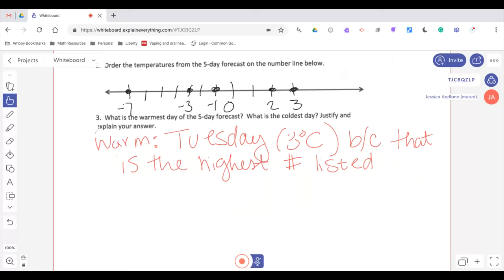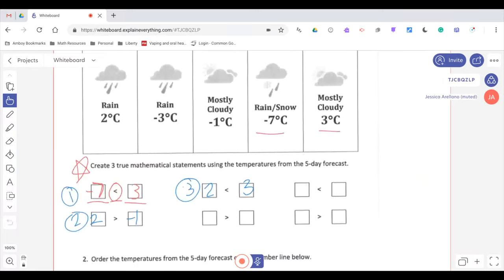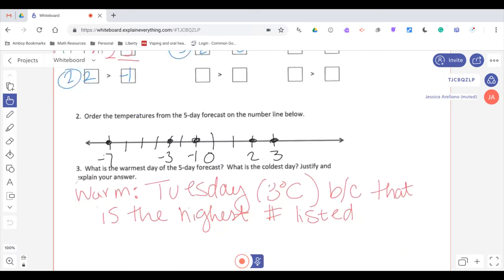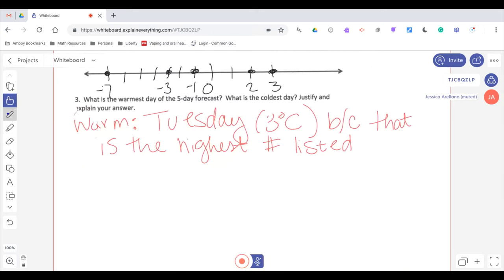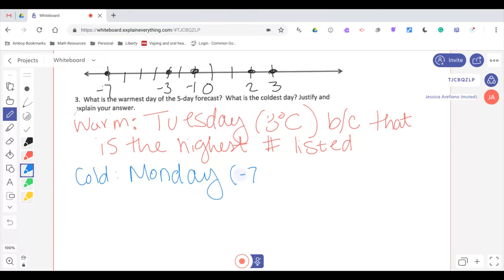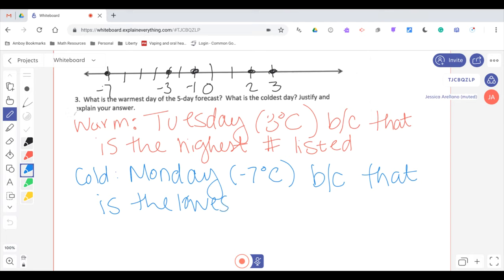And for the coldest day, well, we knew that was -7, which was on Monday, so the day before. Okay, so I'm going to do my coldest day in blue. That was Monday, which was -7 degrees Celsius. That's probably like, I don't know, 25-ish degrees Fahrenheit. Okay. And that is because that is the lowest number listed.